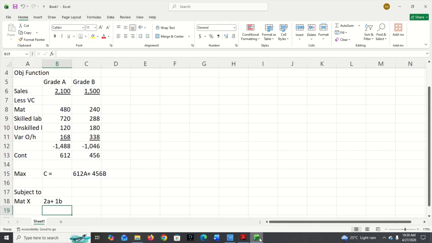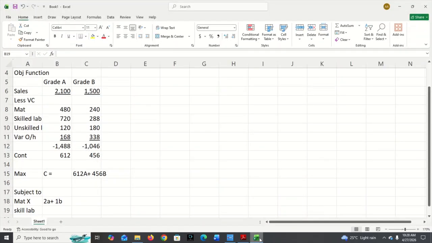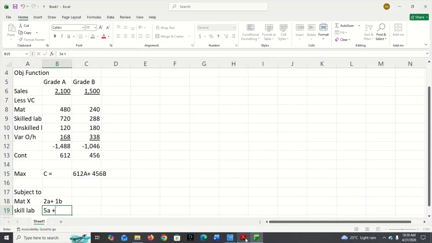Next we have skilled labor. So for skilled labor, let's check it out. We have 144 per hour. So 720 divided by 144 for A will give us 5A. You can confirm 5A plus, then what's for the second one? Grade B. 280 divided by 144 will give us 2, plus 2B.